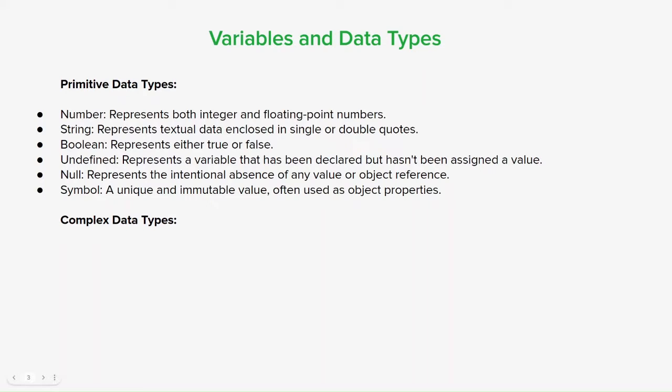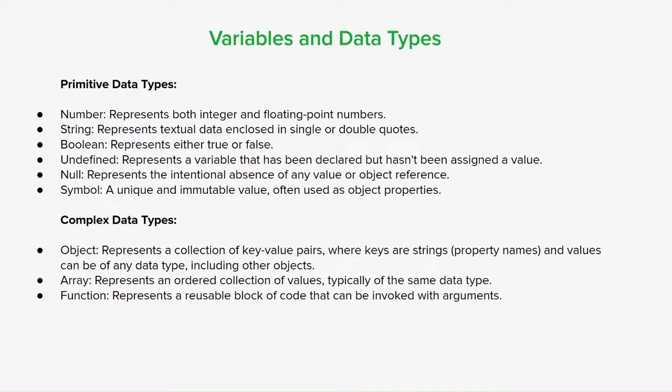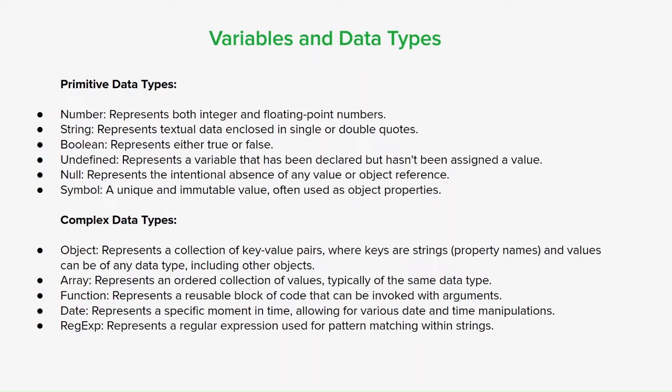Then you have complex data types. These are essentially objects, which represent a collection of key-value pairs, where keys are strings and values can be of any data type, including other objects. You have arrays, which represent an ordered collection of values, typically of the same data type. Then you have function, which represents a reusable block of code that can be invoked with arguments. Then you have date, which represents a specific moment in time, allowing for various date manipulations. And then you have regex, which represents a regular expression used for pattern matching within strings.